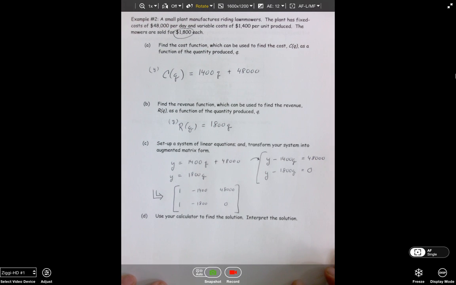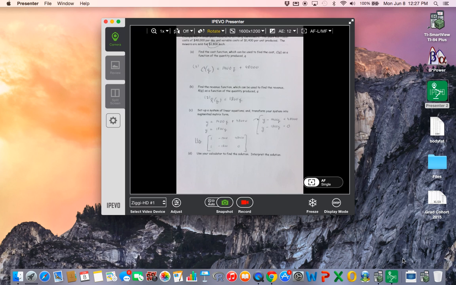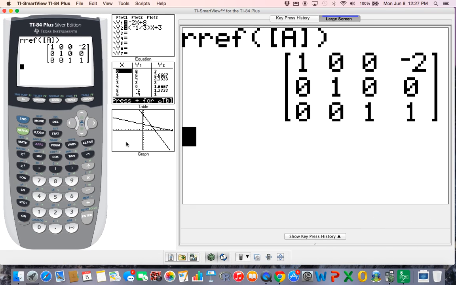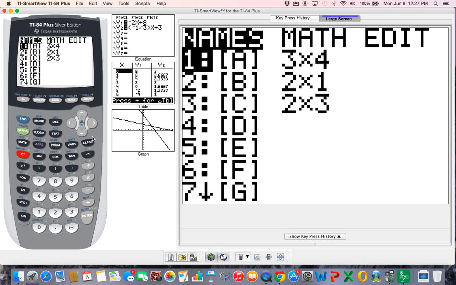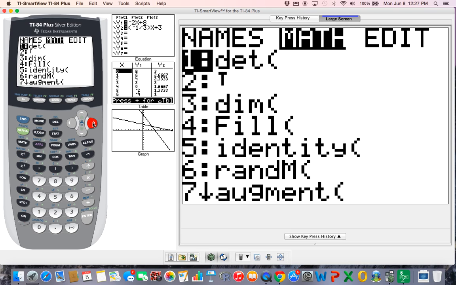All right. Now I'm going to put that in my calculator, and I'm going to use the calculator on the screen here for this one. So I'm going to go into matrix, go over to edit.